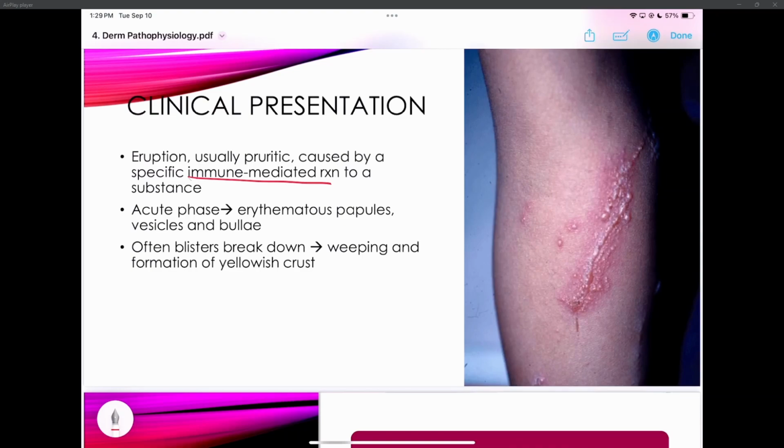So the acute phase, erythematous papules and vesicles and bullae. In the acute phase, often those blisters break down. So when they break down, all that fluid starts weeping, and like if it's on your legs, it'll start running down your leg. So the blisters break, and whatever's inside, the contents start oozing out.